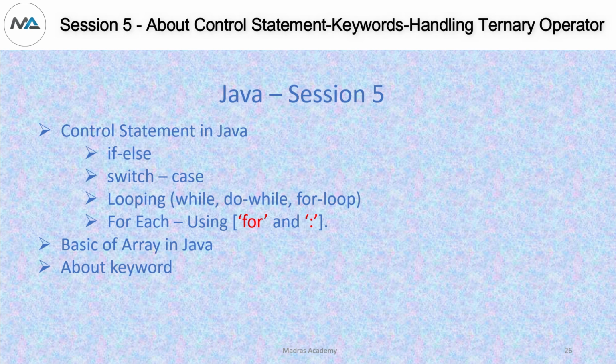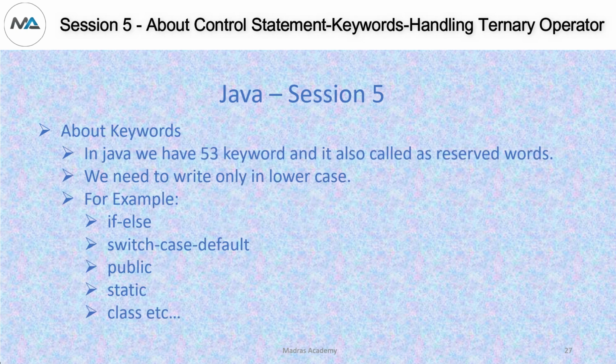First we will learn about the keywords. So what is a keyword? In Java, we have 53 keywords. It is also called a reserved word. We are not supposed to use that word for our own purposes, such as a variable declaration, class name, or function name.